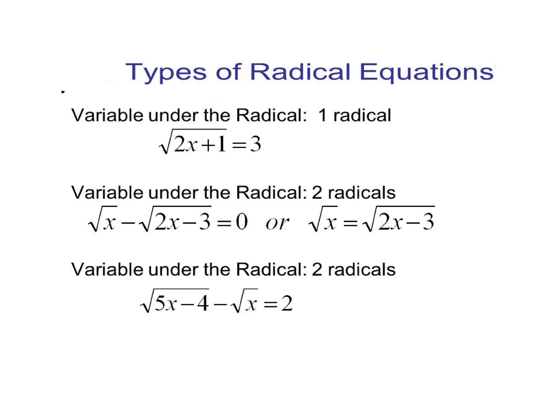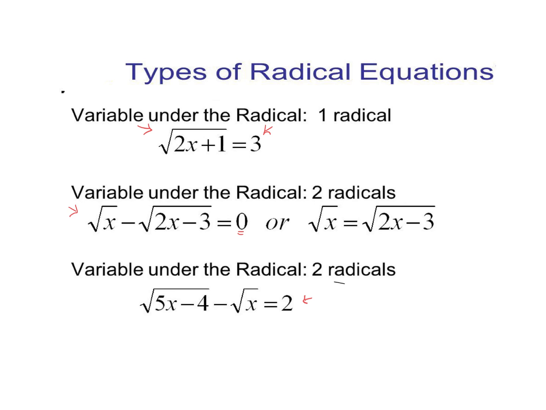You're going to see the first type, in which you have one radical on the side and it's equal to a number. And then you're going to have some in which there's two radicals, and they're either going to be on the same side and it's equal to 0, or they're going to be on opposite sides. And then next time we'll do where we have two radicals with something other than a 0. So the top two is what we're focusing on today.